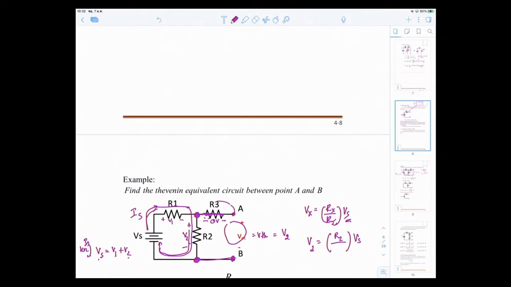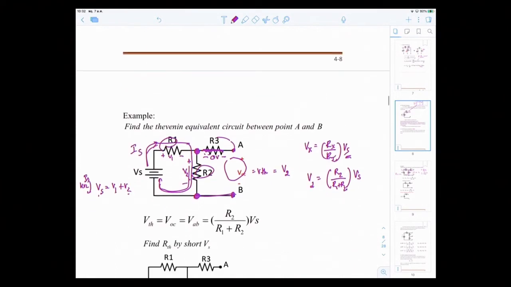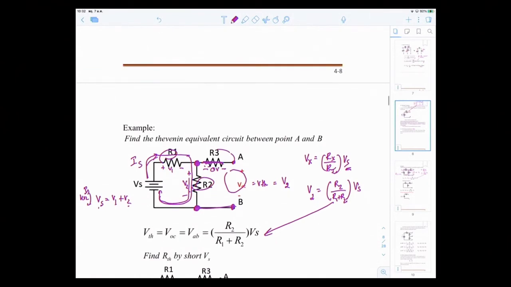So in this case, it divided into R1 and R2, and they are connected in parallel. So therefore, in series, R1 connected in series with R2, so R1 plus R2. So this is your answer for VTH, equal to V2. Okay, so now what about RTH? How do you find RTH?